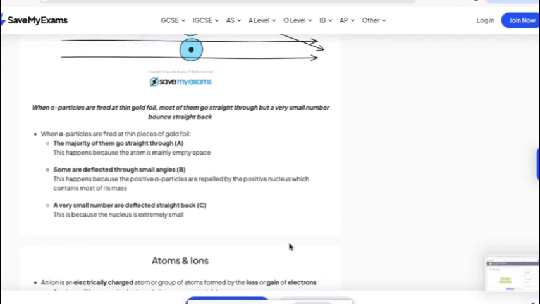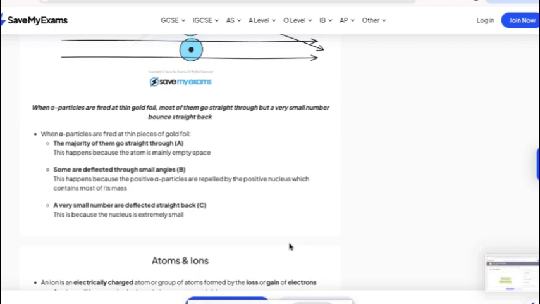So this was a new dawn. When alpha particles are fired at gold foil, most of them go through, but a very small number bounce back. They bounce straight back to where they came from. So this was the conclusion they had.